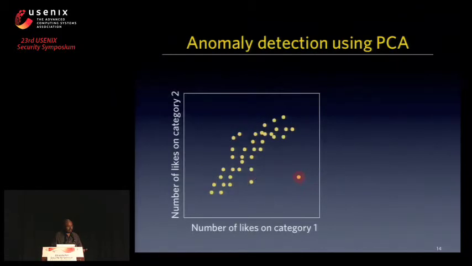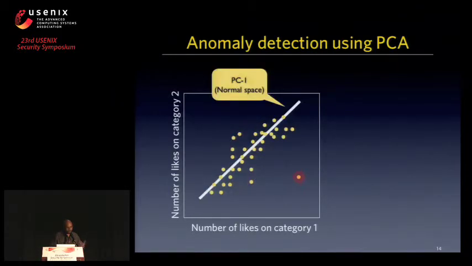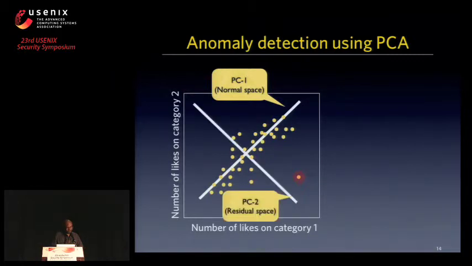PCA takes in this behavior data in two dimensions and proposes alternate dimensions that better explain the spread of the data. It gives you two principal components, or two dimensions, and the first principal component will point along the direction of maximum variance in the data. In this case, it will point along this direction, and you will notice that it immediately captures the normal patterns in the data. The second principal component will be orthogonal to it, and it will point in the direction that deviates from normal behavior. We call that the residual space, and the first one the normal space. In practice, these two spaces can include multiple principal components.